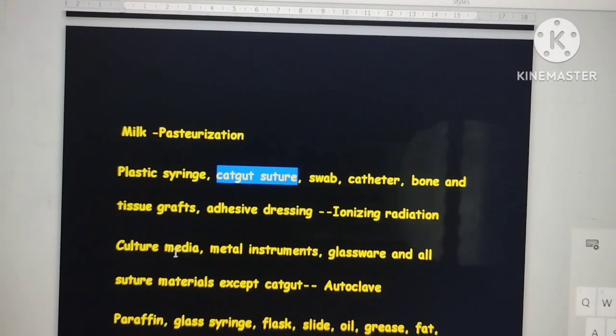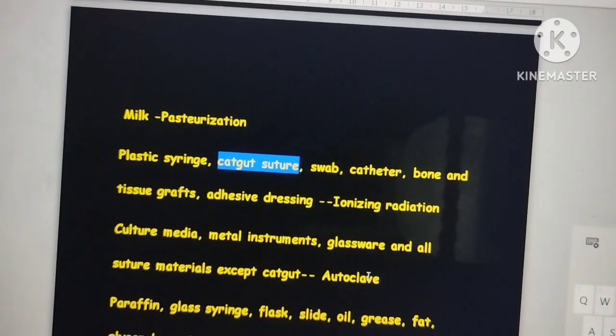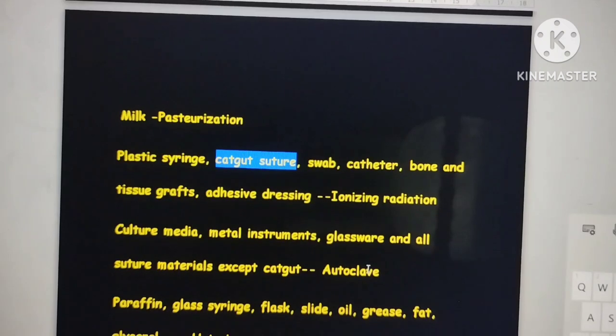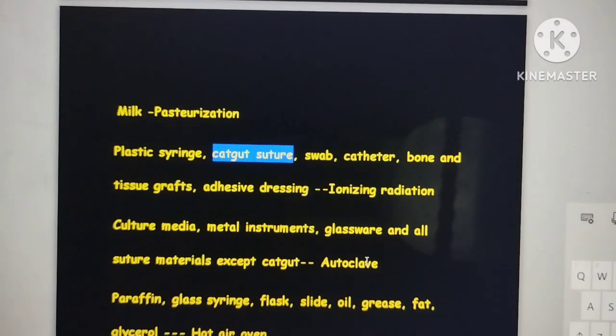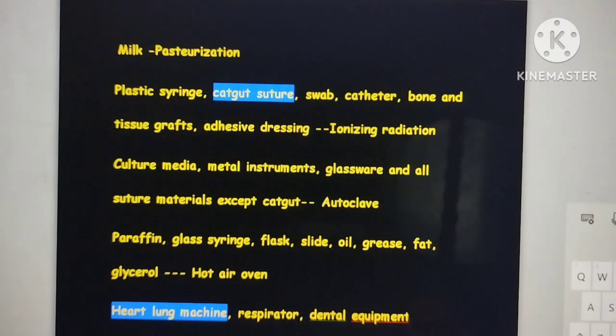Okay. So next, for culture media, metal instrument, glassware and suture material except catgut, it is autoclave, whereas catgut is sterilized by ionizing radiation. Again friends, I want to say the culture media are all usually sterilized by autoclave except LJ medium, that is Lowenstein-Jensen medium, which is done by inspissation. As before, I told you, this is an important point about LJ medium. Paraffin, glass syringe and flask, slide, oil, grease, fat are sterilized by hot air oven.